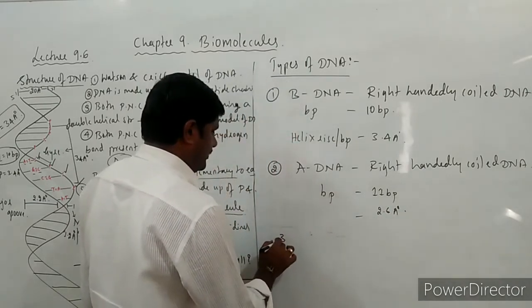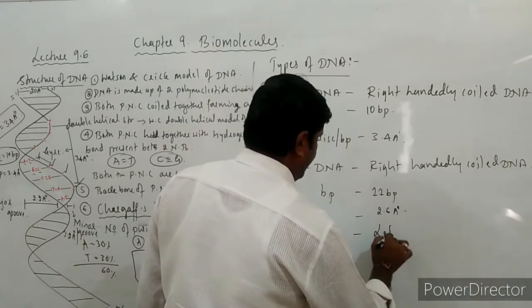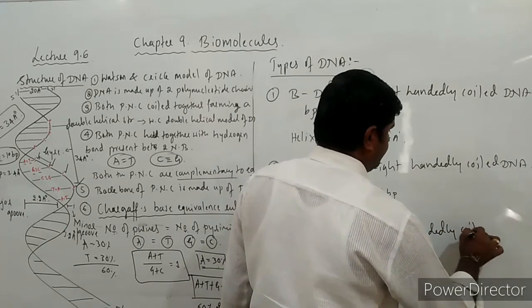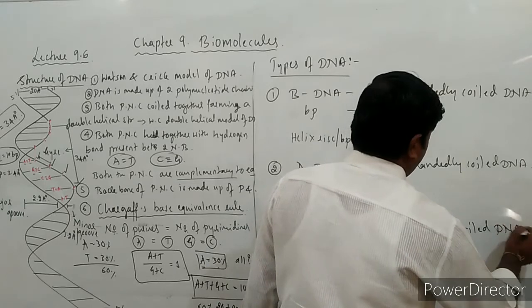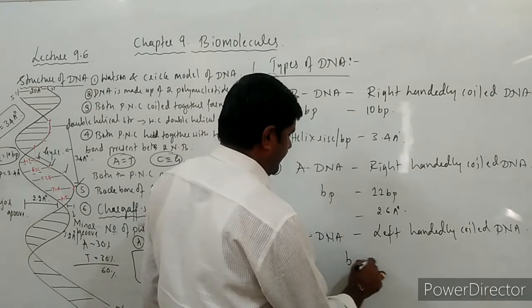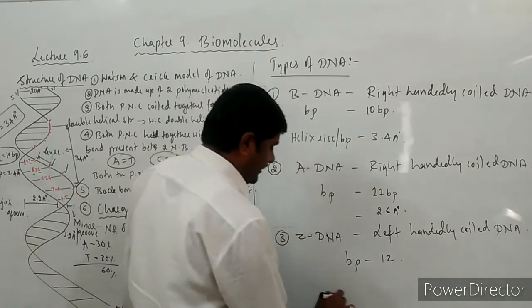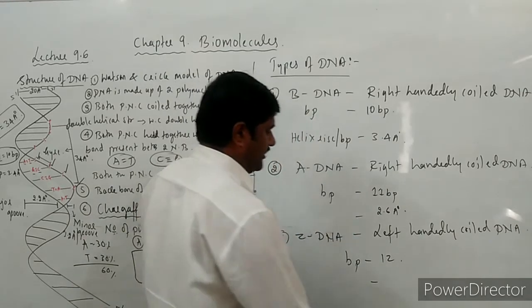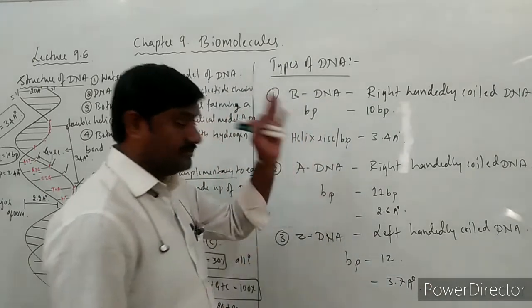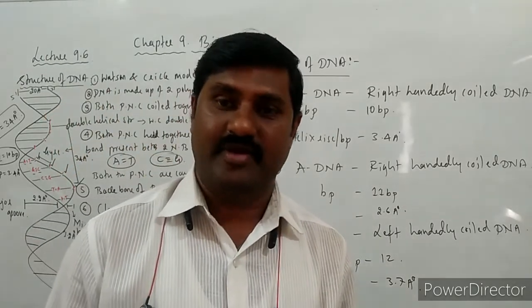And one more, third one, Z DNA. It is left-handedly coiled DNA, whose base pairs are about 12. And helix rise per base pair is 3.7 angstroms. This is the difference between all these three types of DNAs that we come across.